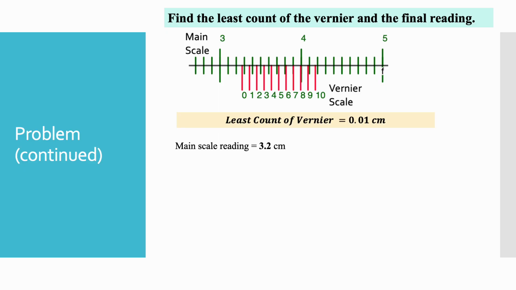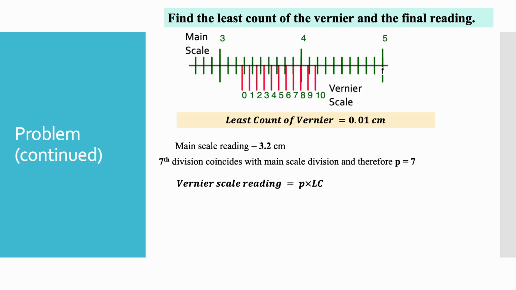Suppose the main scale reading is 3.2 centimeter. Before 0 of the vernier scale, you can see 3.2. 7th division coincides with the main scale division. And let's say it is P. So P is equal to 7. 7th division of the vernier scale coincides with a division on the main scale. The other divisions are not coinciding. This seems to be coinciding quite nicely.